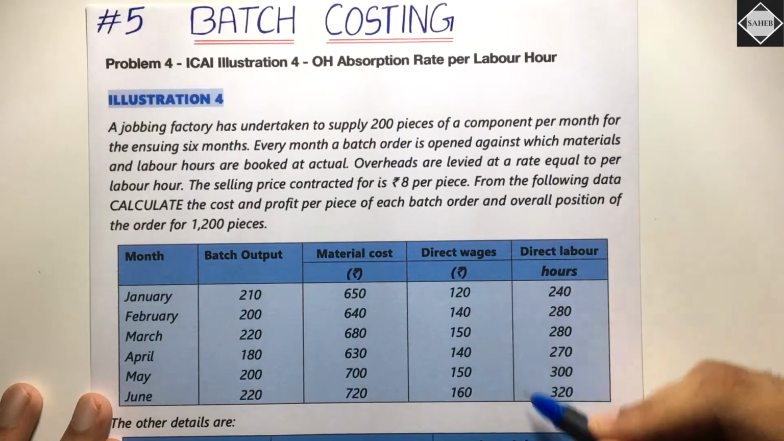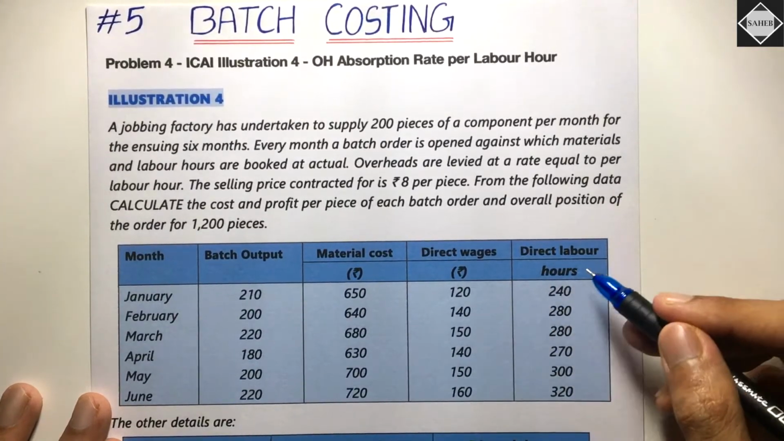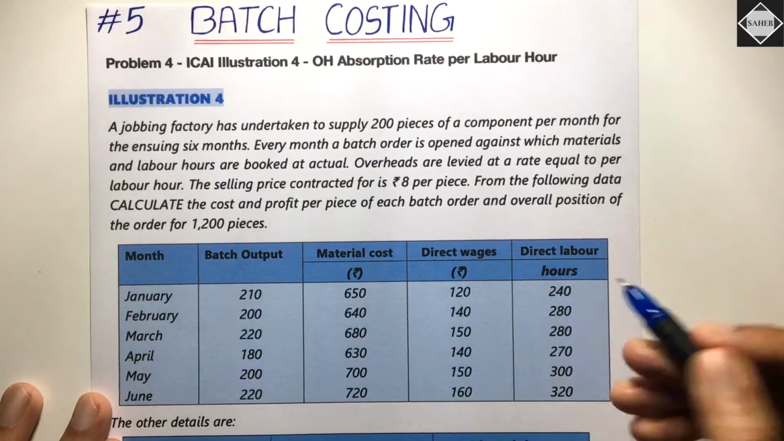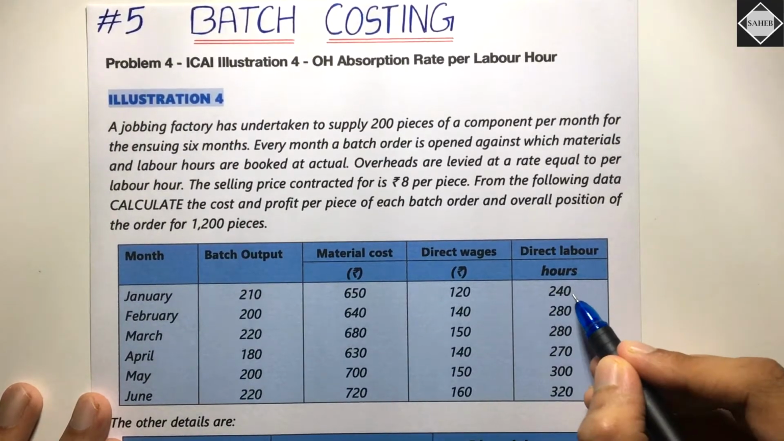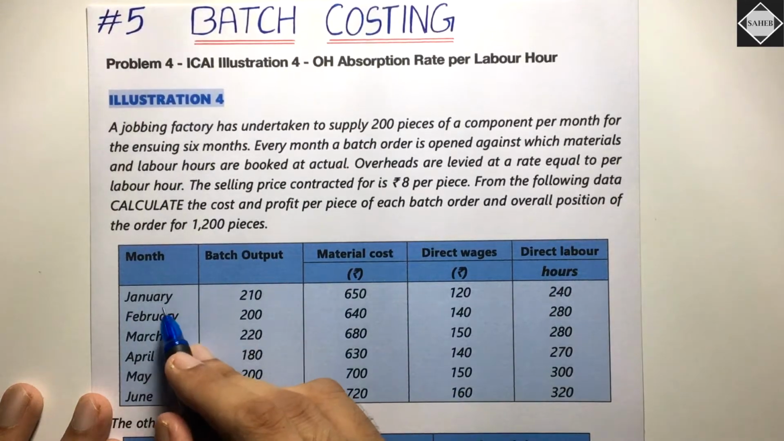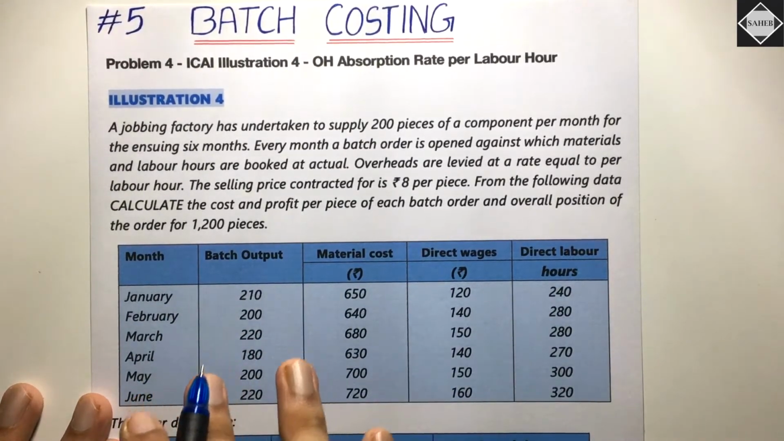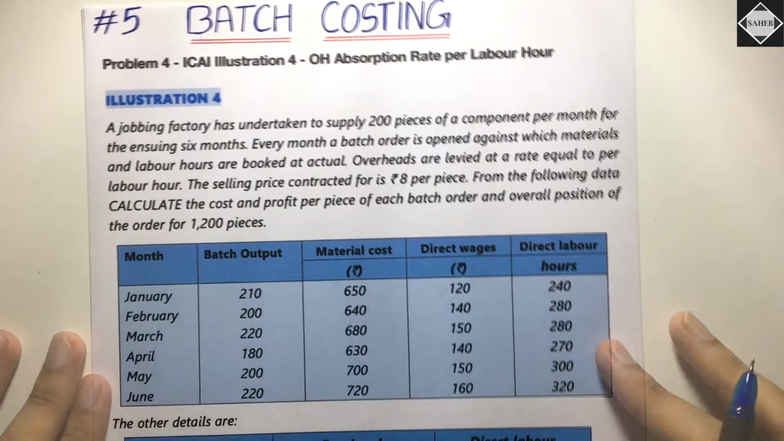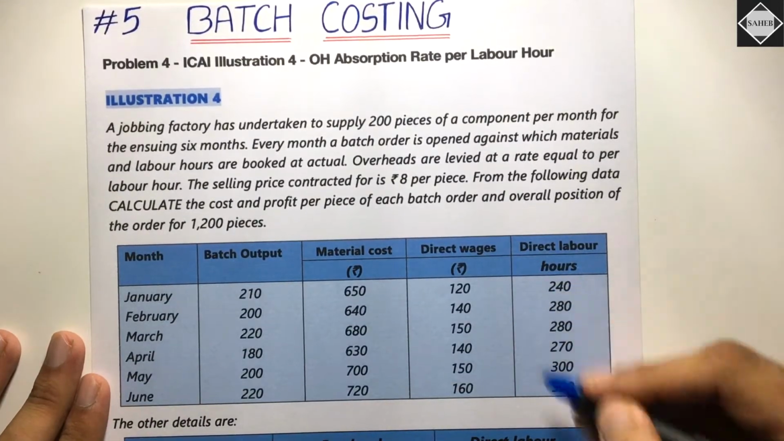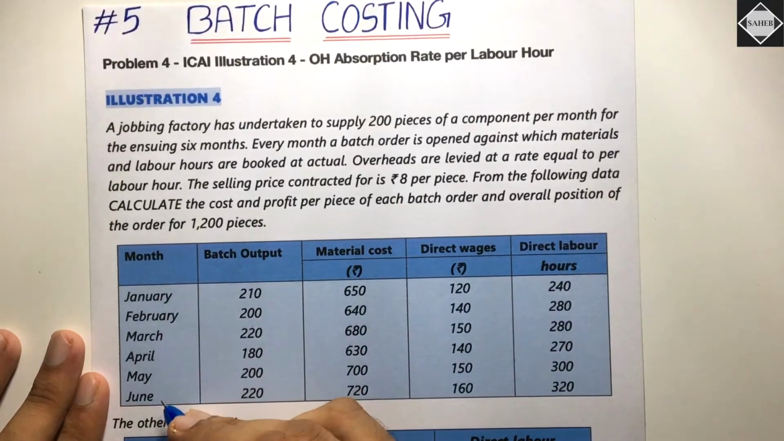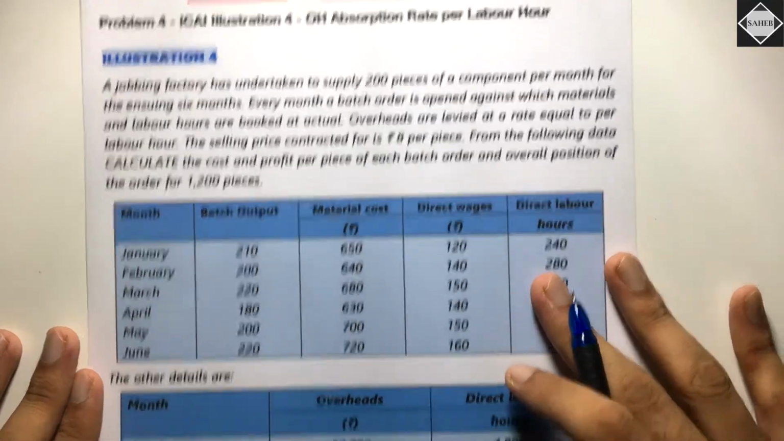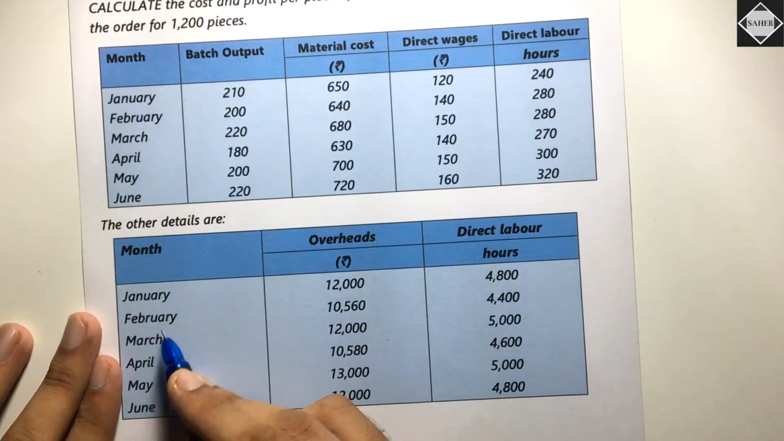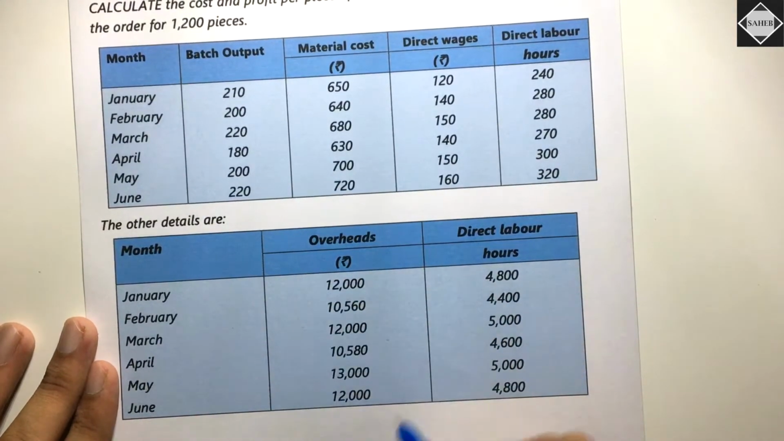Then here they have given us direct labor hours. These are the hours, for example here 240 hours. It means 240 hours have been worked in the month of January on this batch. So these are the hours that have been worked on each of these batches. Below this you can see the other details: January, February, March, April, May, June, and they have given us the overheads.